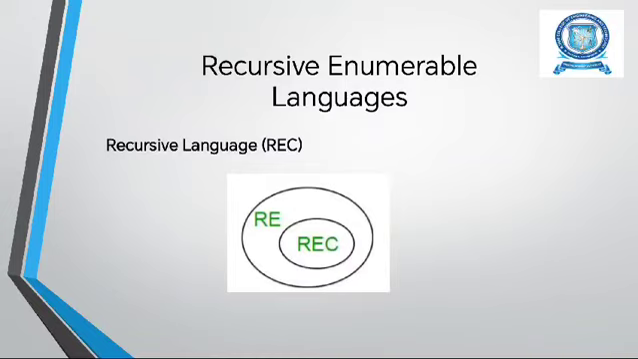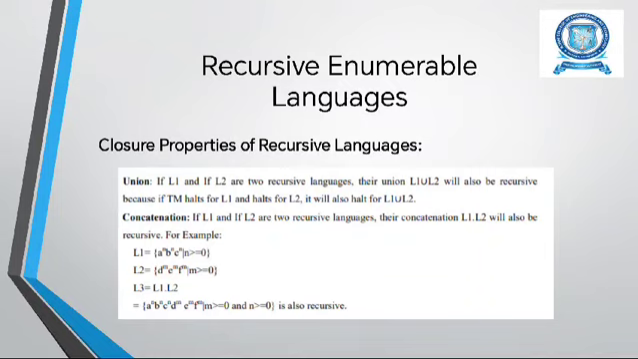The important facts about recursive and recursively enumerable languages can be seen with the help of some theorems. So first we can see the closure properties of recursive languages. Union: if L1 and L2 are two recursive languages, their union L1 union L2 will also be recursive, because if the Turing machine halts for L1 and halts for L2, it will also halt for L1 union L2. Concatenation: if L1 and L2 are two recursive languages, their concatenation L1 dot L2 will also be recursive.